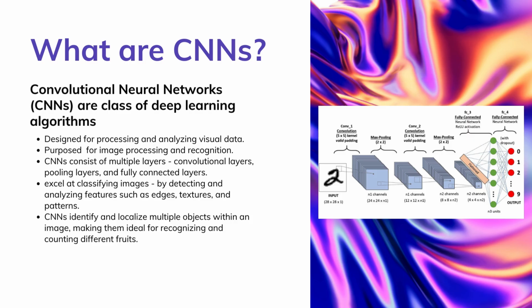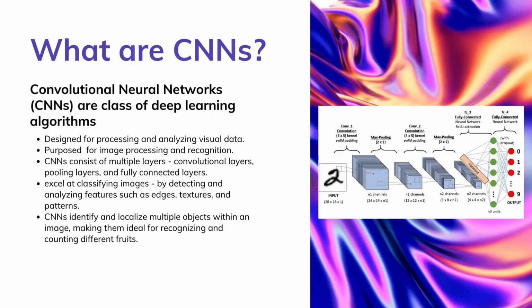I will now explain about CNNs and their significance. CNNs, which are known as convolutional neural networks, are a class of deep learning algorithms designed specifically for processing and analyzing visual data. They are particularly effective for image processing and recognition tasks. CNNs consist of multiple layers: first convolution layers, second pooling layers, third fully connected layers.